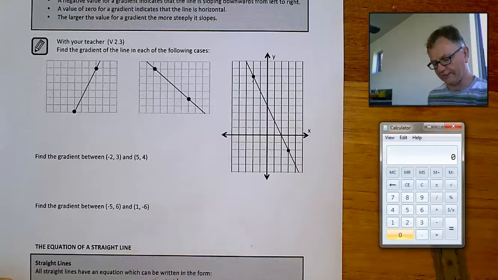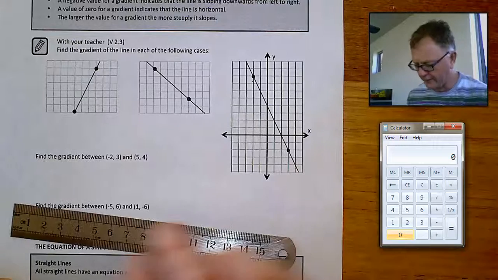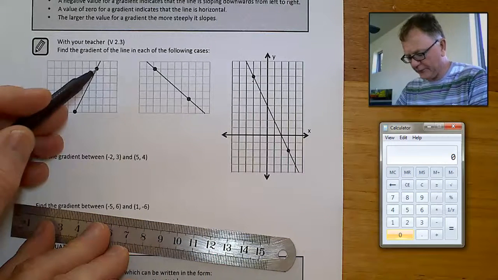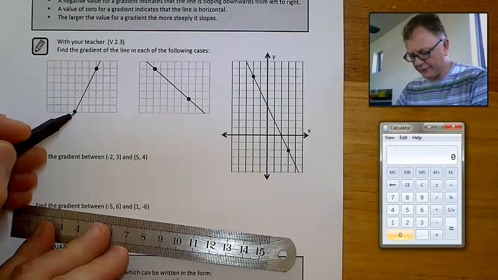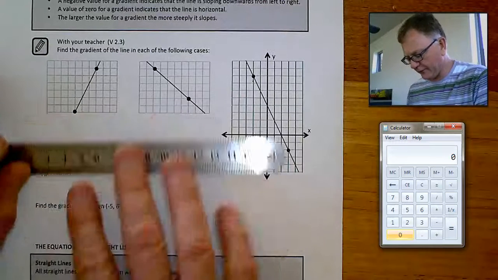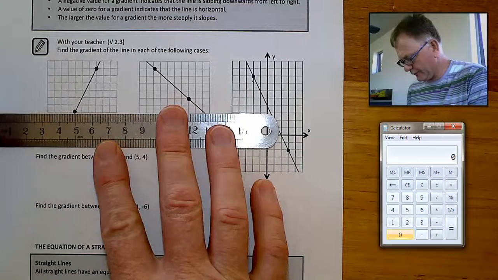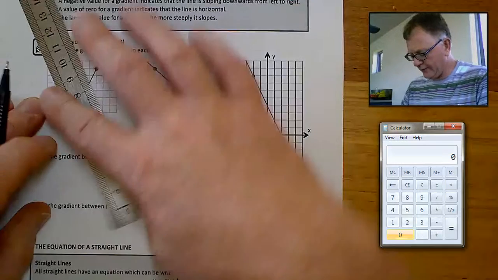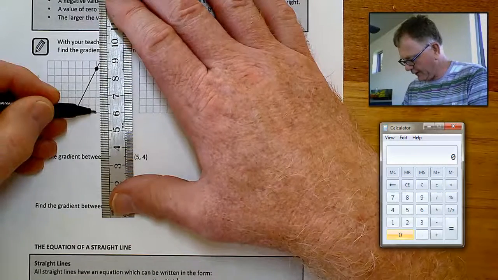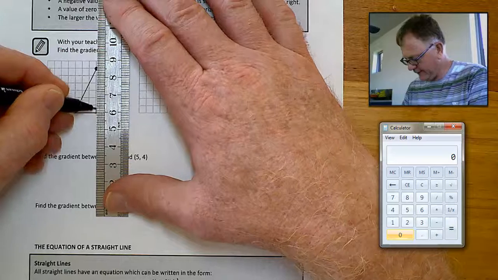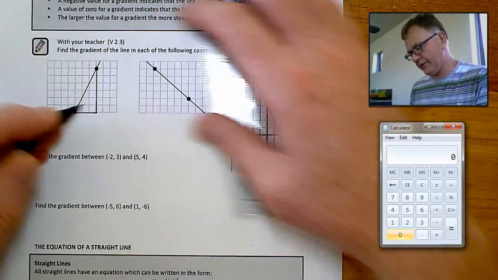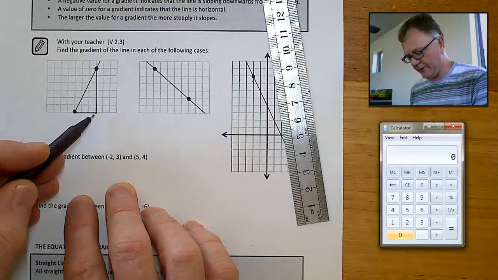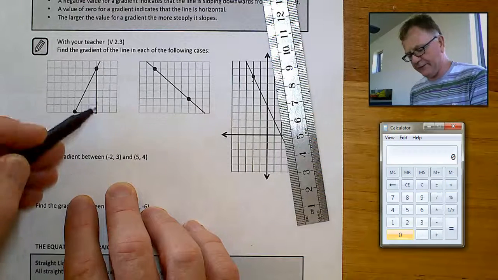by the run. In the case of this first one, if I was going on a journey between this point and this point, the rise is the number of squares I go up. Sometimes it's convenient to draw a little triangle around here like this. So that's how many squares along I go. The number of squares up I go, the rise. So the rise is the number of squares up I go. The run is the number of squares I go along. I go up 6 squares.